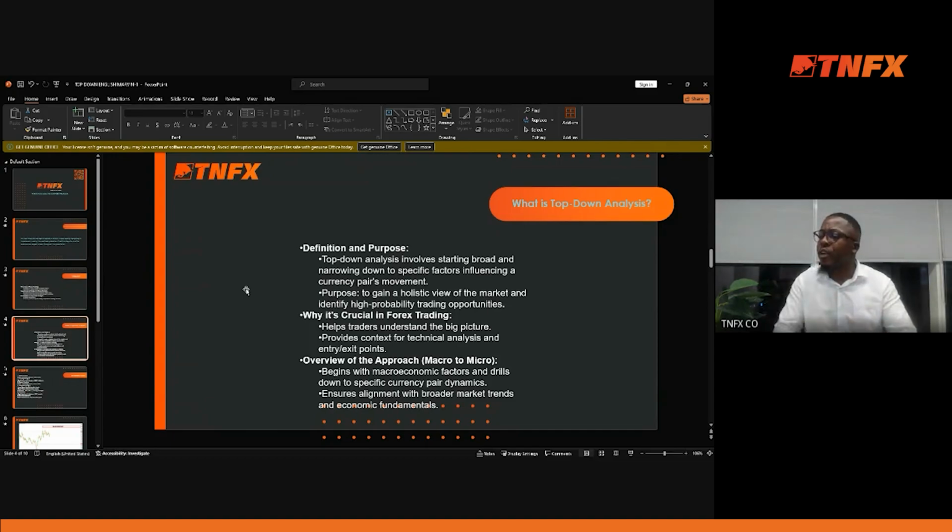It helps traders understand the big picture, and provides context for technical analysis and entry and exit points. The overview of the approach, macro and micro: it begins with macroeconomic factors and drills down to specific currency pair dynamics, and ensures alignment with the broader market trends and economic fundamentals. We're going to touch on that shortly.